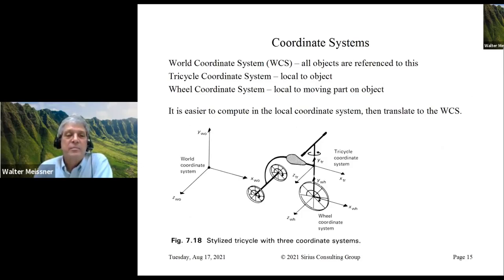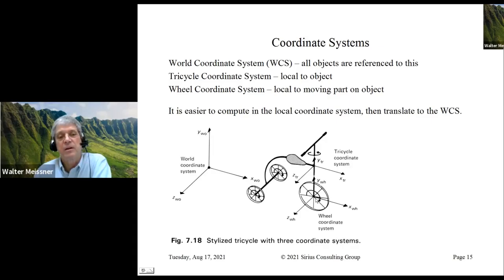Anyway, when modeling this, people generally use various coordinate systems. The first one is the world coordinate system, so all objects are referenced to this. Here is an example, a stylized tricycle with three coordinate systems. One is the world coordinate system, then there's the coordinate system for the tricycle body, which can move in some direction, but the tricycle itself has other moving parts: the handlebars can rotate, and the wheels can rotate.